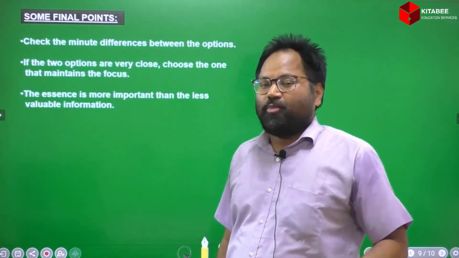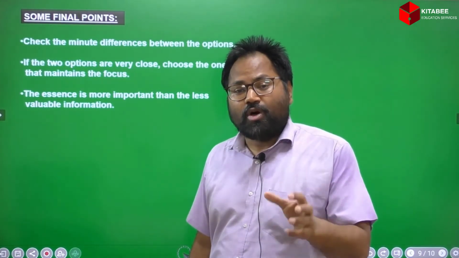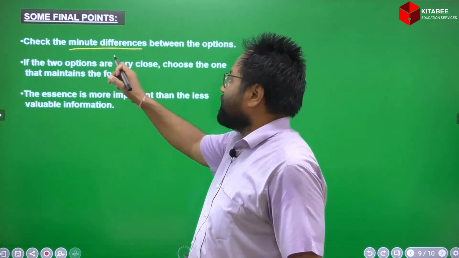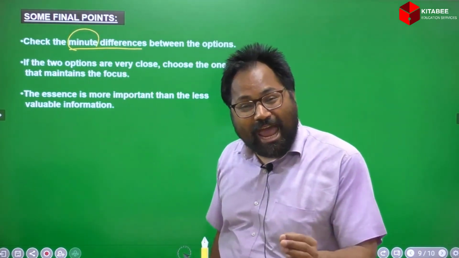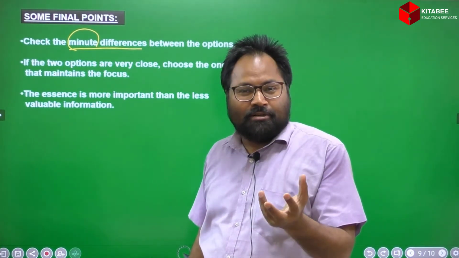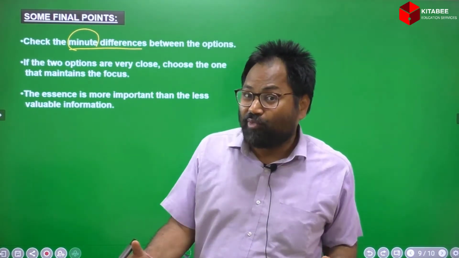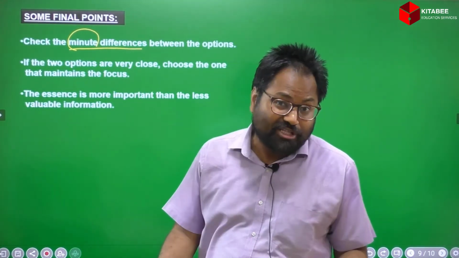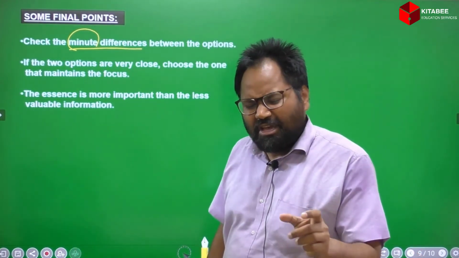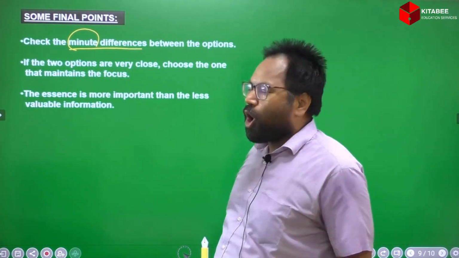Now some final points. As I was saying, read each and every word of the options very carefully. So check the minute differences. When I say minute, it can be even an article, guys. Even an article. That is very important. You cannot say these are small things, these are big things. This is language. Any word can play. And this is language. Moreover, this is CAT. So it can play with any word. So check the minute differences between the options.